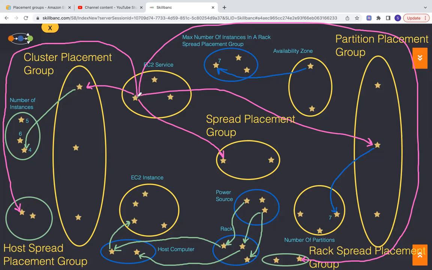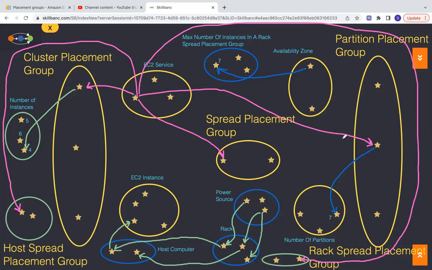You want the instances to be together, high bandwidth, fast communication, then you use cluster placement group. And you want different partitions. These partitions also utilize a similar thing. They won't share a power source.